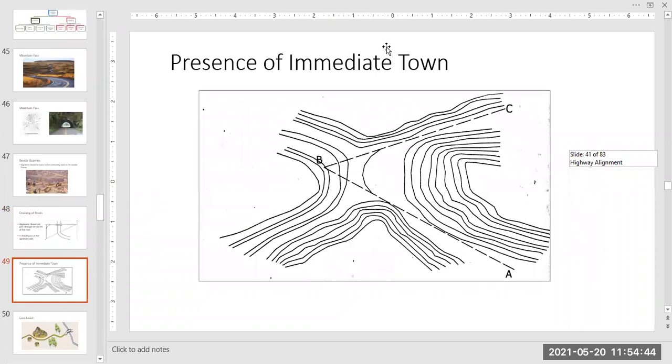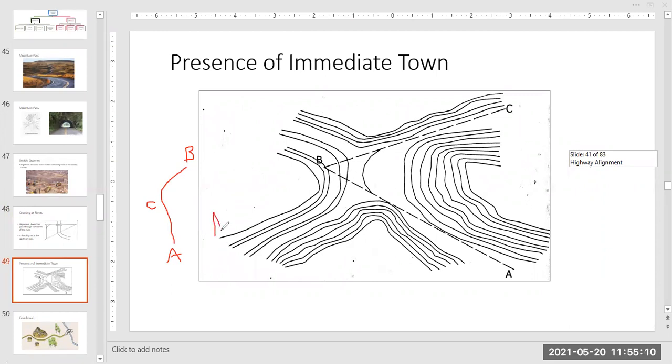And the next one is when we have a nearby place. For example, I want to go from A to B, but there is a place nearby, C. What we need to do, we have to connect that place also. So when there is a nearby town, our alignment should be in such a way that it connects all the places.